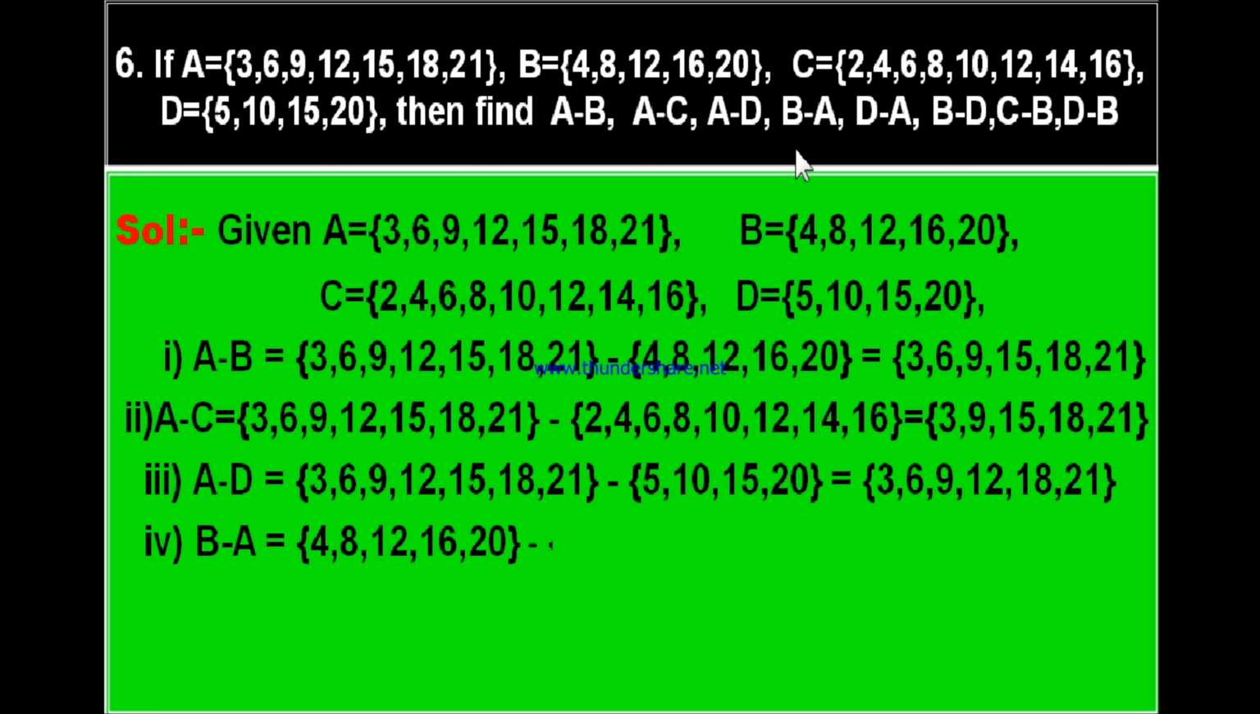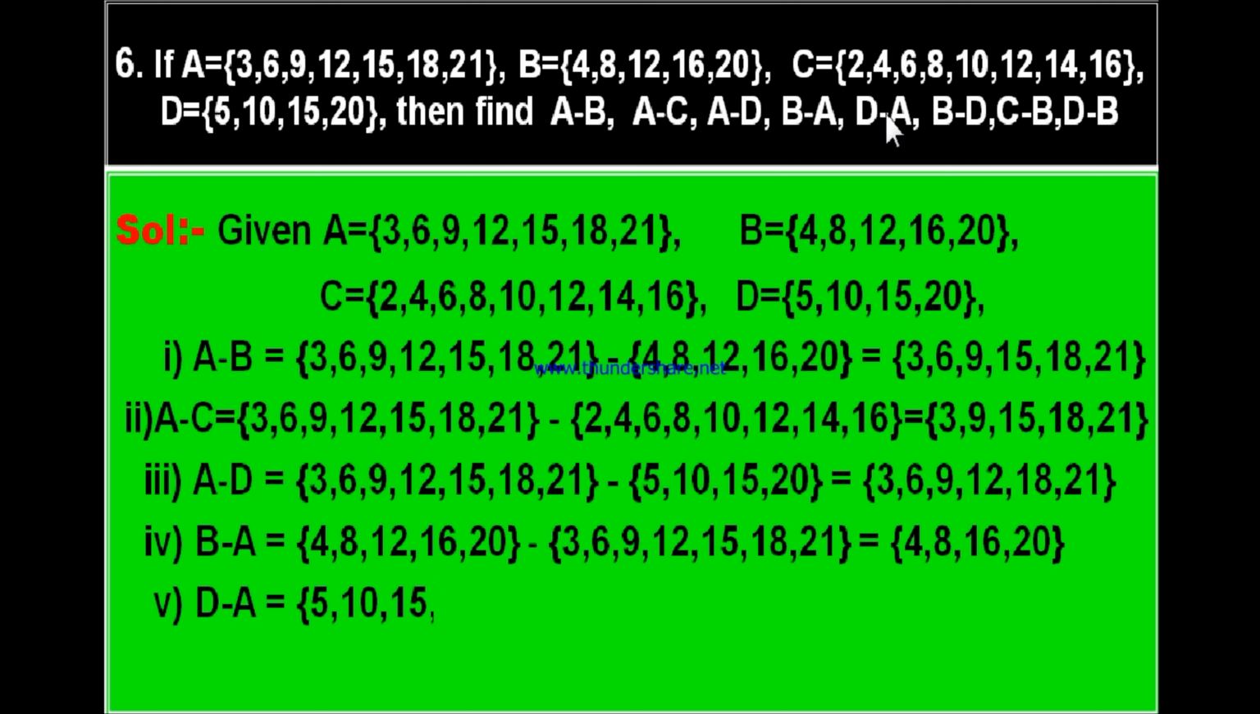And fourth bit is B minus A. B minus A means first write B set 4, 8, 12, 16, 20 minus A set of 3, 6, 9, 12, 15, 18, 21. Now 4 is not there in the second set, therefore write 4. 8, you could not find 8 in the second set, therefore write 8. 12 is there, leave it. 16, there is no 16 here, therefore write 16. And 20, there is no 20 in the second set, therefore write 20 also. Then B minus A is equal to set of 4, 8, 16, 20.